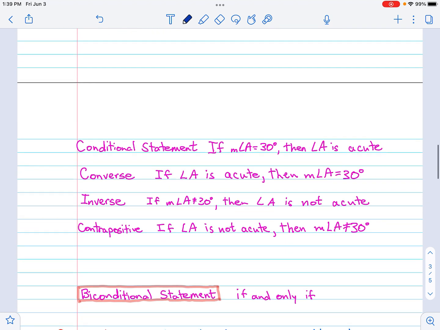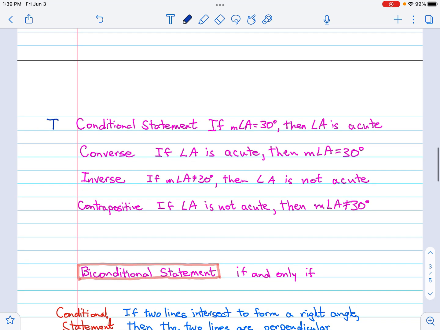Now, let's look at this statement here. A conditional statement: if the measure of A is 30 degrees, then A is acute. Yes, that's true. I'm going to put a T there. Now let's look at the converse. If A is acute, then the measure of A is 30 degrees. That's the converse, but notice that's not a true statement. That's false, because A can be acute and not be 30 degrees. 30 degrees is not the only acute angle.